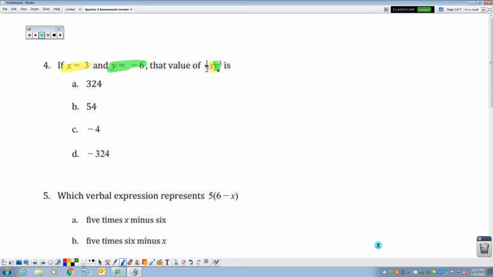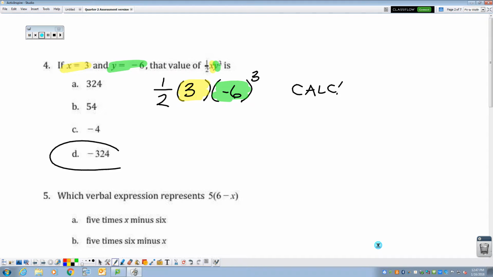Common error here is going to be not being careful with our parentheses. So I rewrite it 1/2, parentheses for the x, parentheses for the y, and that 3 has to go on the outside. Now my x goes in here, my y goes in here. And when I substitute those numbers in, type the entire thing into your graphing calculator, 1/2 times 3. Make sure you're using and closing those parentheses, being careful of negative versus subtraction so you don't get an error.